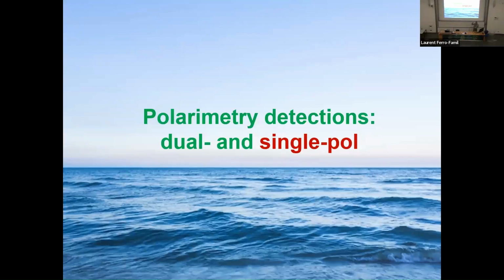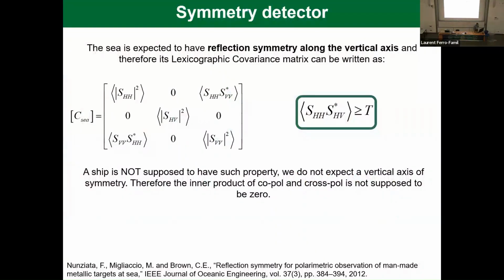So any questions about the quad-pole detectors? That was the hardest bit. This one is easier, the dual pole. So let's go to the dual and single pole. One that was very used, because you can use it with Sentinel-1 SLC images, is called reflection symmetry. If you have a target with reflection symmetry, then this term here, the cross correlation between co and cross, will be basically 0.